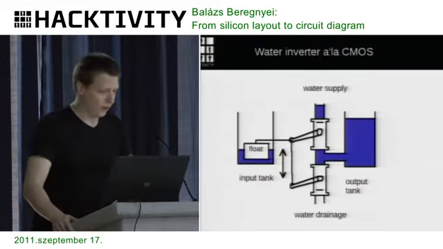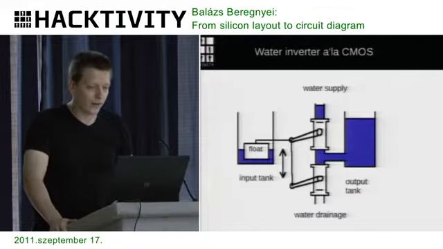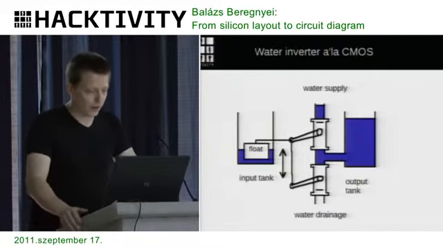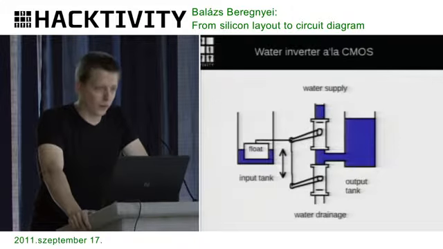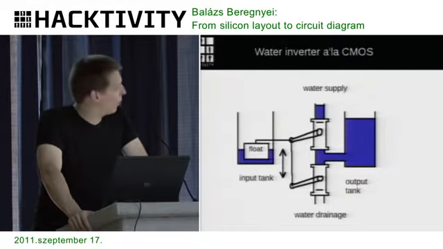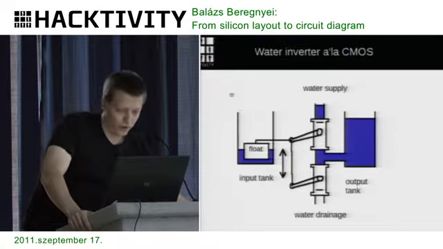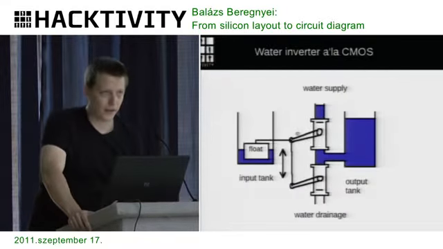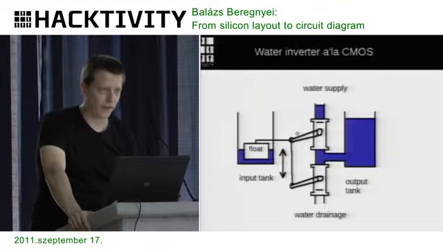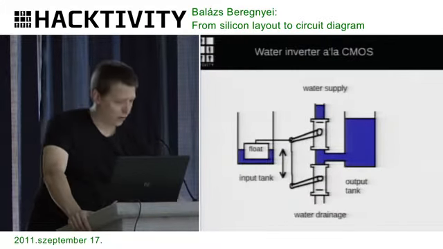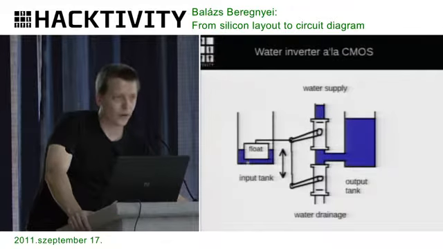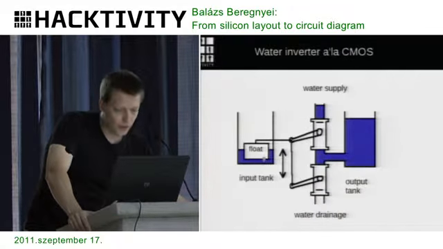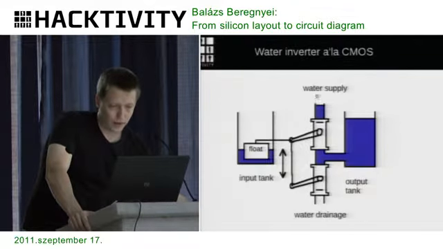Now, how does our water inverter work if you build it in a CMOS-like manner? We have 2 tanks, an input tank and an output tank, and there are walls in between. The walls are alike, but they are installed the opposite way. There is a joint rod, but when one is open, the other is closed, and vice versa. Now, if there is a logical 0, because there is low water level at the input side, then the lower one closes and the upper one opens.